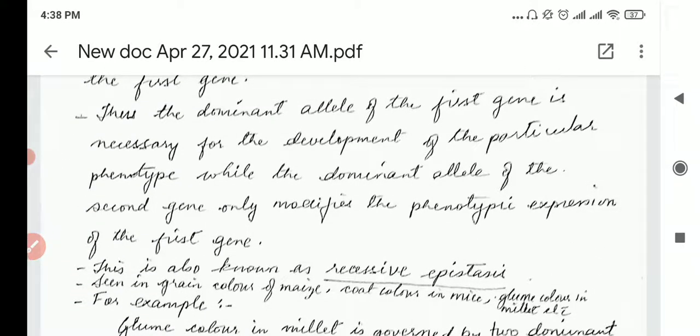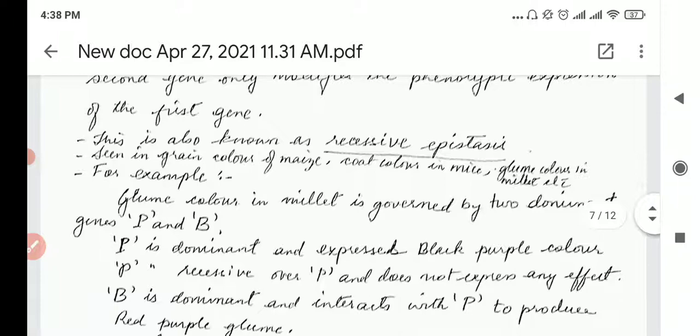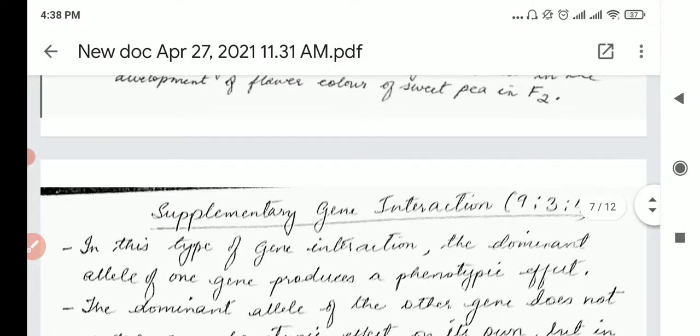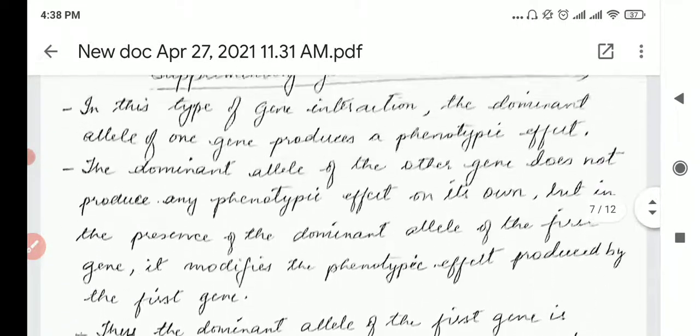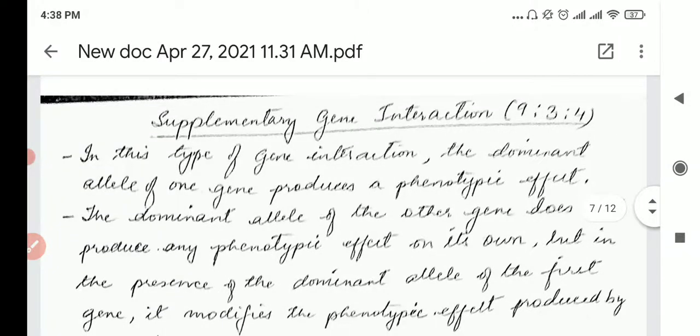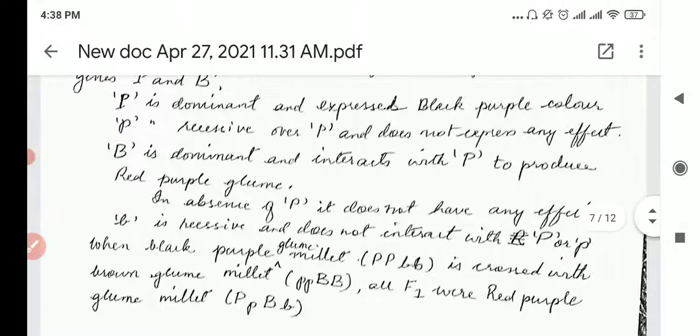Thus, we need the dominant allele of the first gene. Okay. While the dominant allele of the second gene, it just does the work of modification. Okay. This is also known as recessive epistasis. Okay. So this comes in multiple choice. Now this recessive epistasis, the ratio and all.